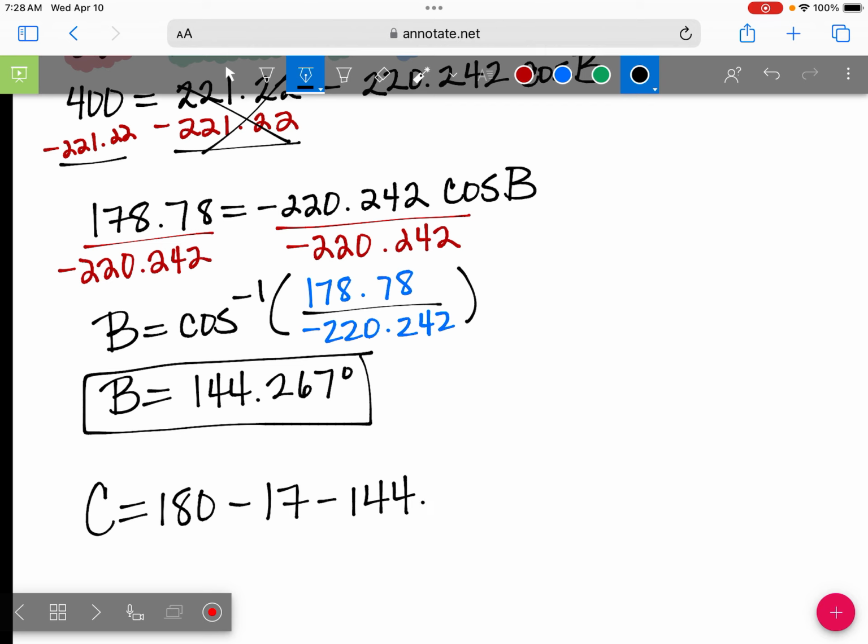And then you might as well find C also. If you find B, go ahead and find C. And then we can move on to our last part of chapter 8, which is finding the area of the triangle.